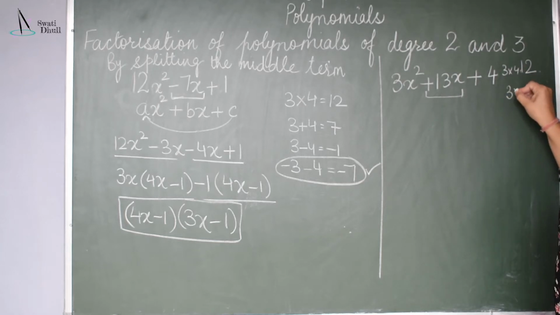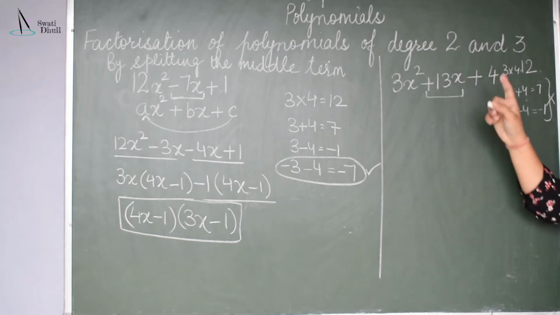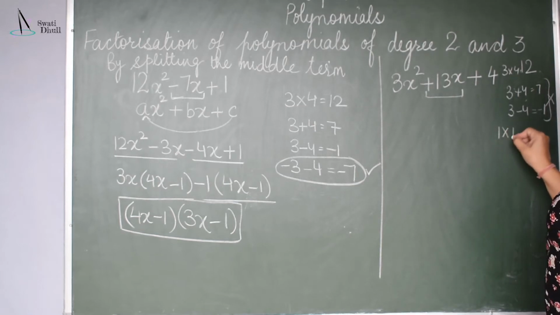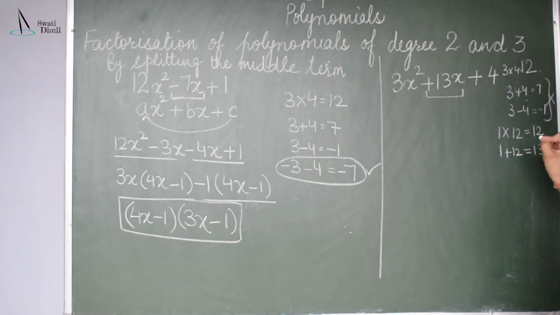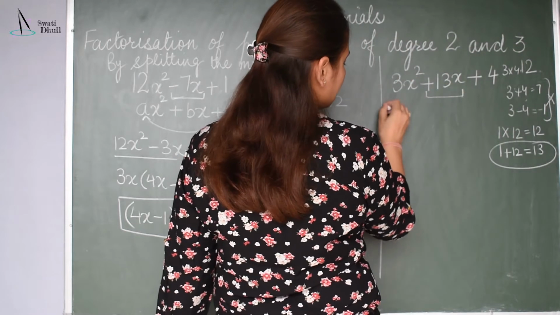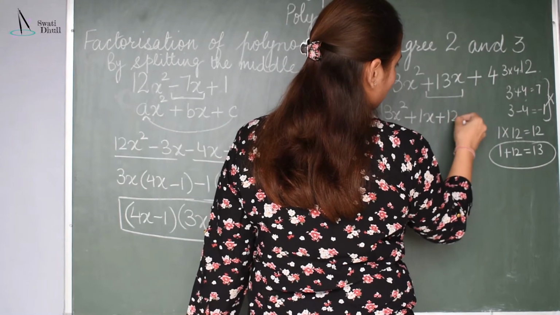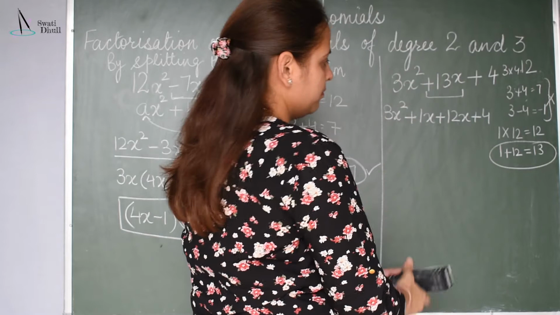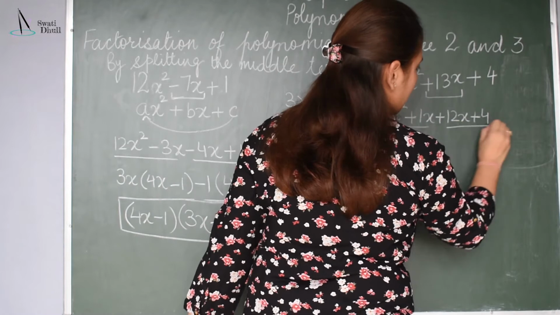Now see, 3 into 4. That means if I add them, 3 plus 4 is 7 and 3 minus 4 is minus 1. So these will not be the factors because I want 13. If I have 1 into 12 is 12. 1 plus 12 if I'm doing, I'm getting 13. So I've got the two factors and I can split 13x as 3x square plus 1x plus 12x plus 4. Now I have split the middle term. The next step is to make the pairs. I have made the pairs.